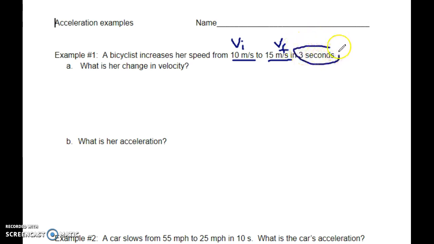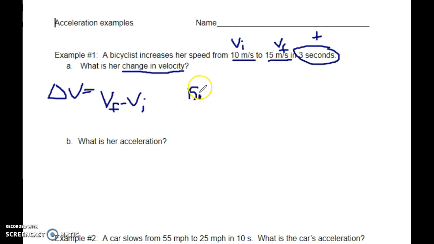And then this value here is 3 seconds, which is time. So that labels all of our variables. So the first part in finding acceleration is to find change in velocity. So remember that delta, or that triangle, V. So change in velocity equals my final minus initial. So in my problem setup, I'm going to have 15 meters per second minus 10 meters per second.